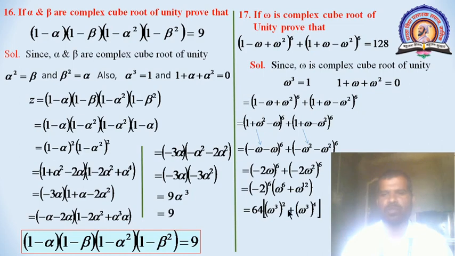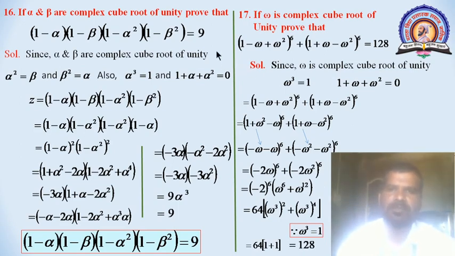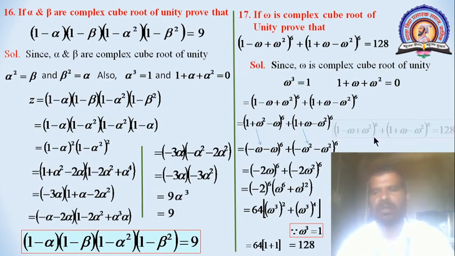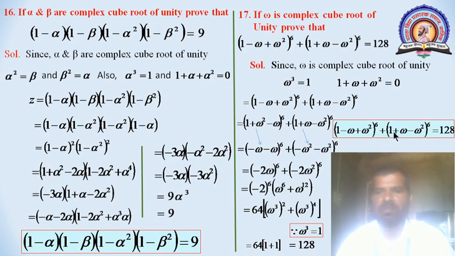Now splitting this omega raised to 6 as omega cube square and omega raised to 12 as omega cube raised to 4. So we know the value of omega cube is equal to 1. Put that value, you will get 1 square plus 1 raised to 4. It will be 64 into 1 plus 1 is 2. 64 into 2 is 128. Hence, 1 minus omega plus omega square raised to 6 plus 1 plus omega minus omega square raised to 6 is 128. Required proof.